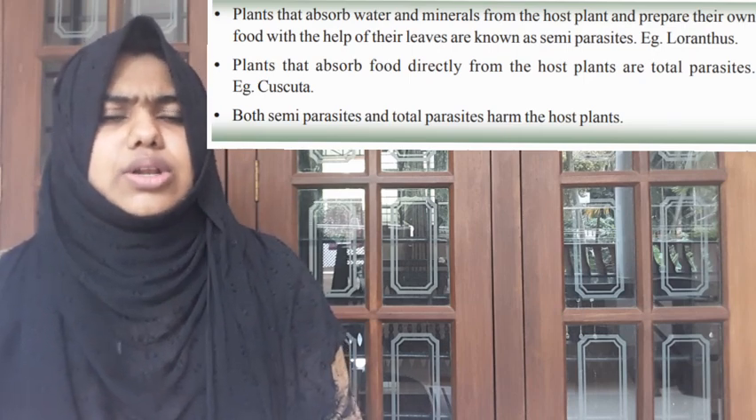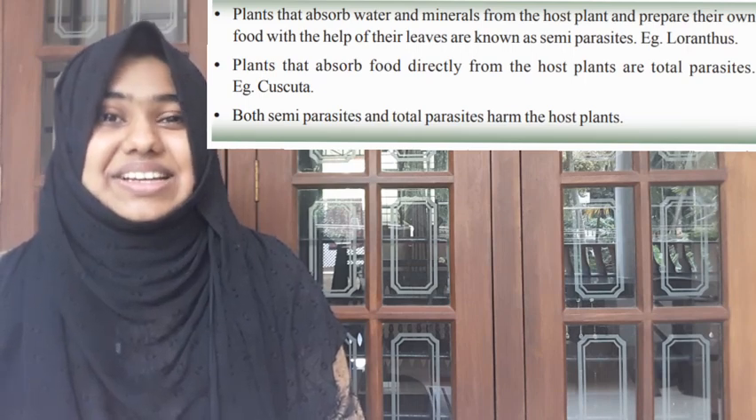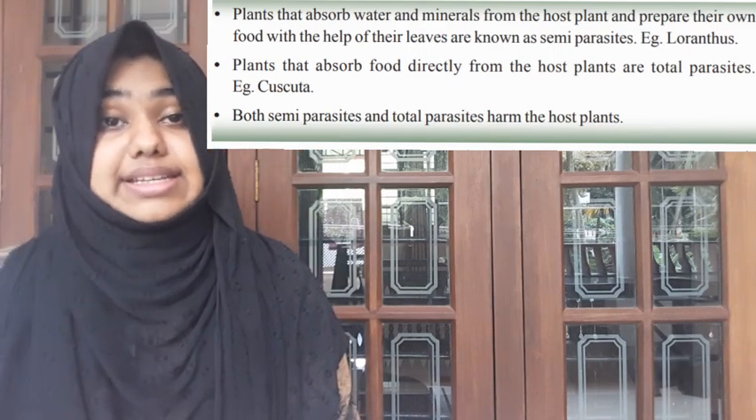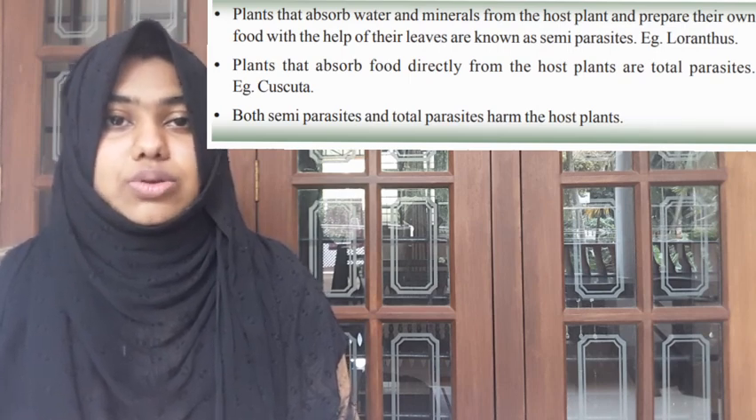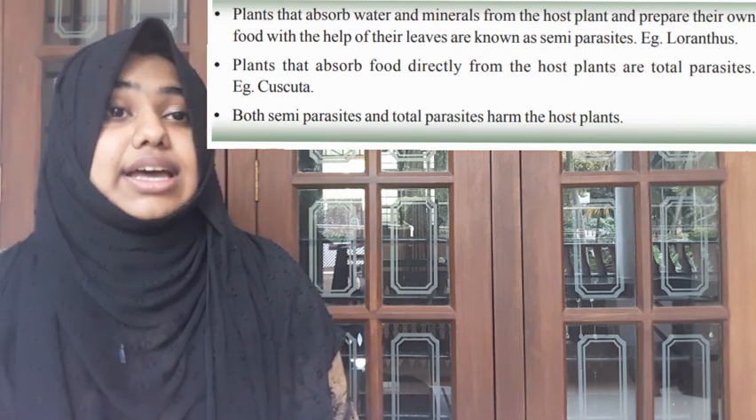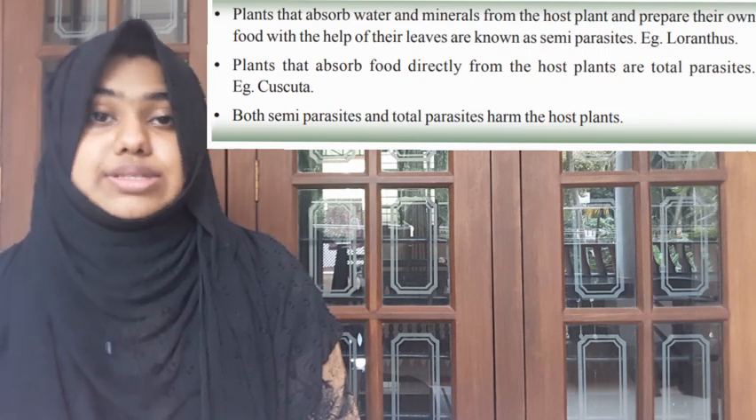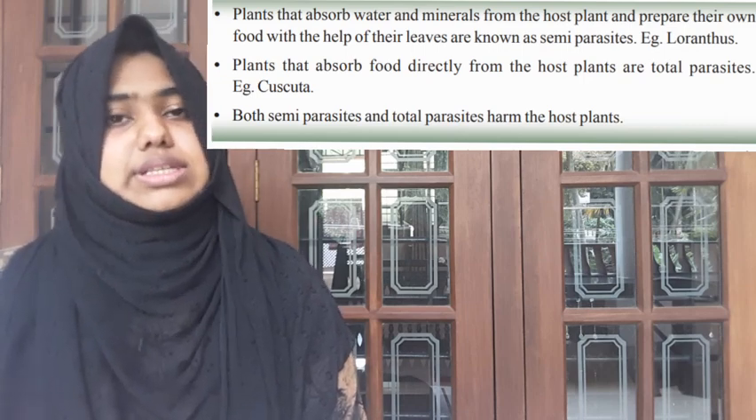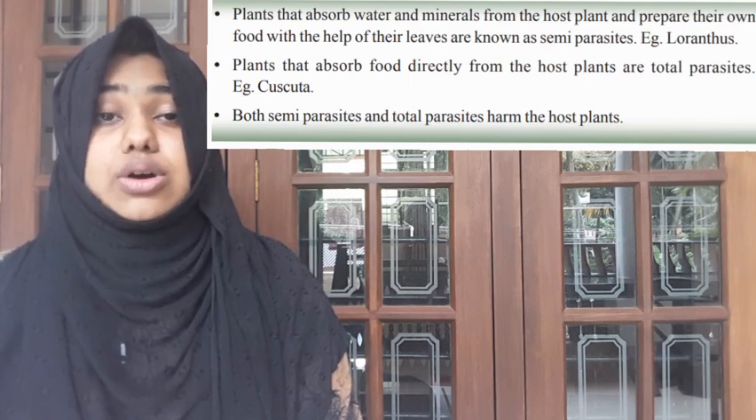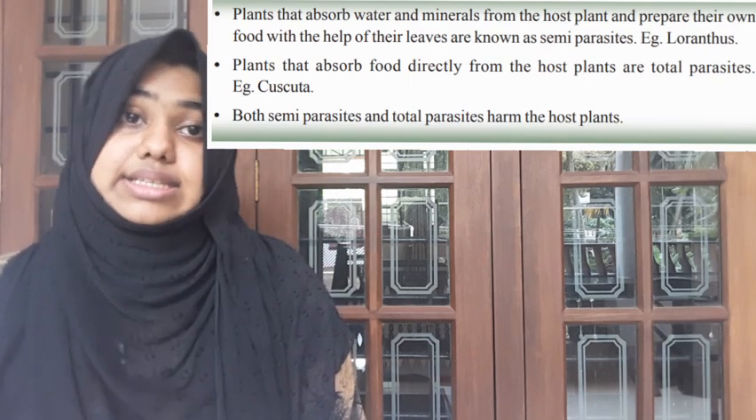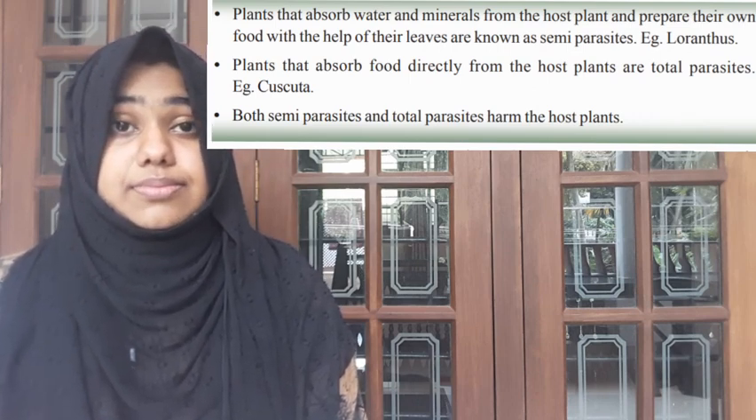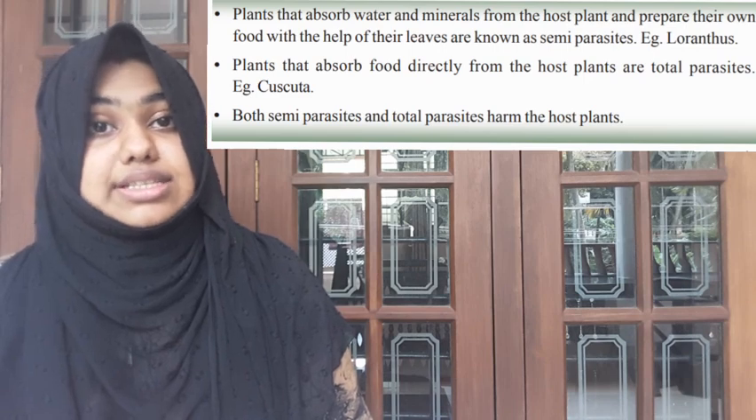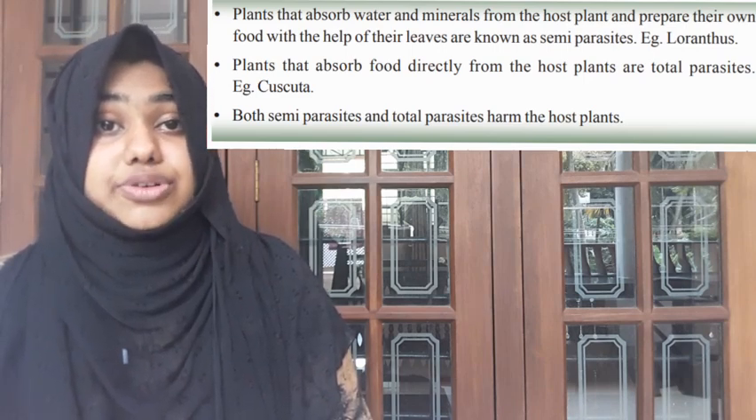So, now in this example, only Loranthus is given. What about Cuscuta? That comes next. Plants that absorb food directly from the host plants are called total parasites. Now what does this do? Even though they have leaves, they won't prepare food. Instead, they absorb food directly from the host plant. So for that, the total parasite example is Cuscuta. Both the semi-parasites and total parasites are harmful for the host plants. Why? Because it takes the food from the plant, right? In the first case, it absorbs the water and minerals. Doesn't the host plant also require that to make food? Yes, right?